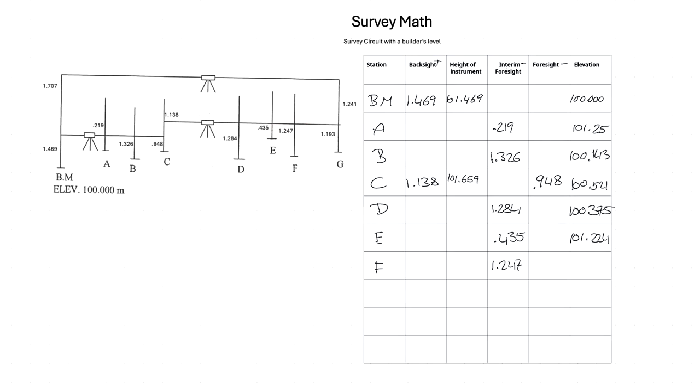101.659, right? Putting in your height of instrument back in the calculator, minus 1.247 gets us 100.412.